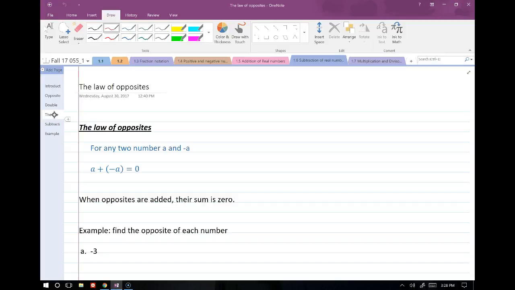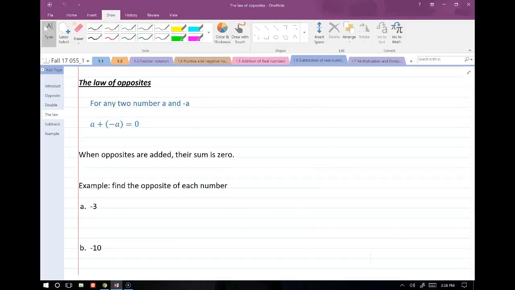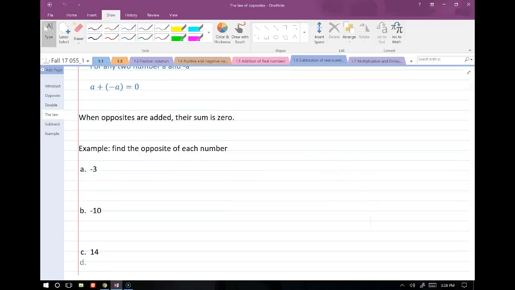The law of opposites. For any two numbers, a and negative a, when you add those, you get 0. When opposites are added, their sum is 0. Pretty self-explanatory there.